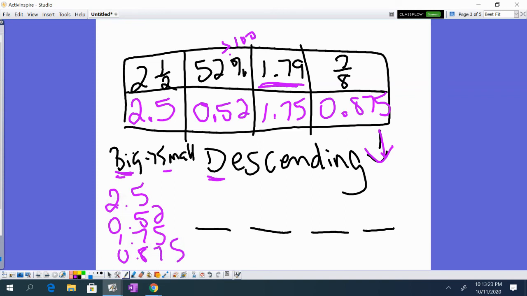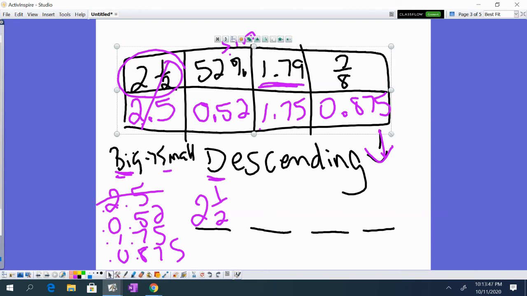I have a 2, a 0, a 1, and an 8. The 2 is the biggest. That went with this fraction. I need to write that fraction down, not the decimal. I have a 0, a 1, and a 0. The 1 is the next biggest number, and it actually was that decimal. I didn't have to convert that one. So I'm just going to write this down.